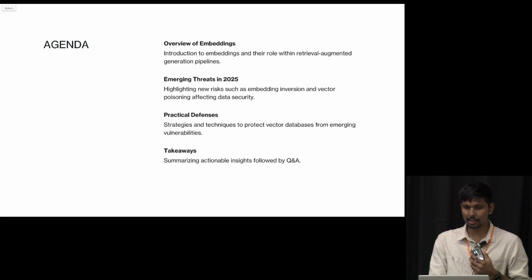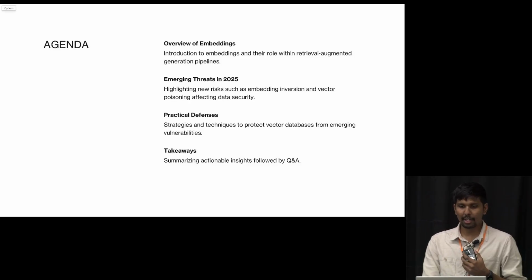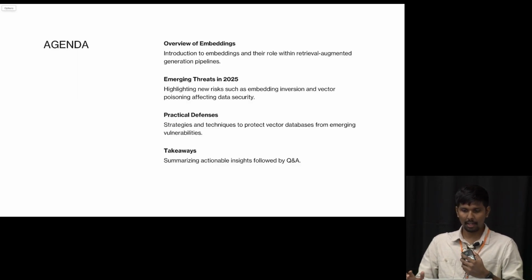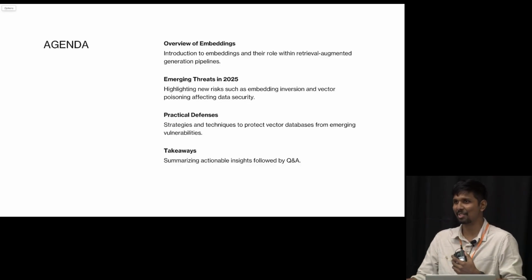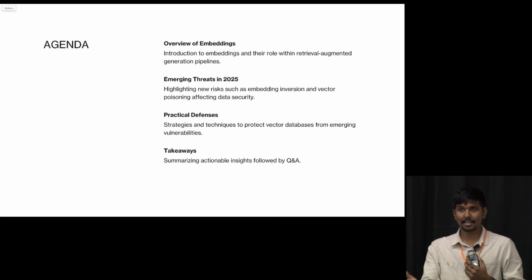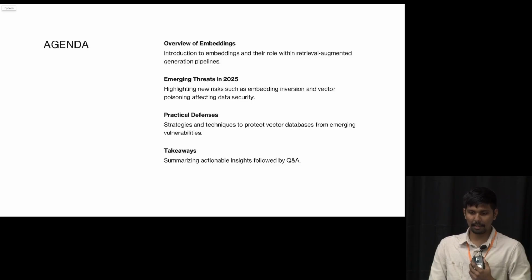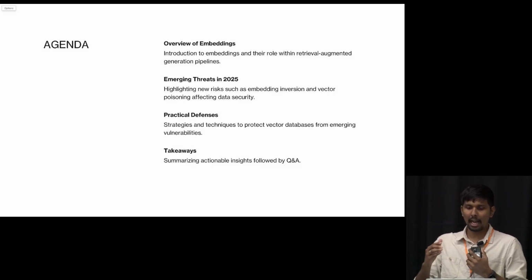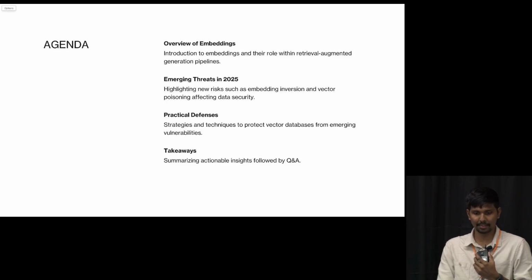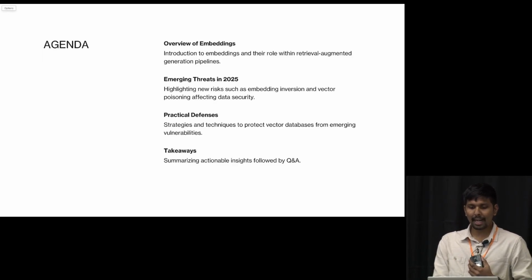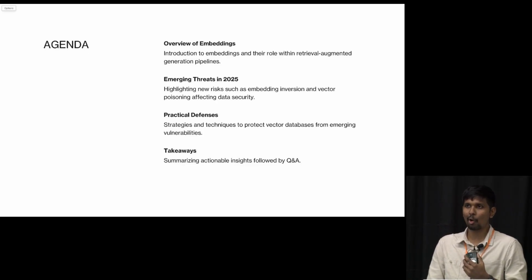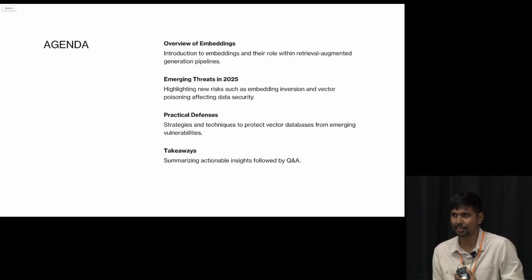So this is what I'm going to talk about today. I'll give a brief overview of embeddings, vector databases and RAG pipelines for people who might be new to this, though I'm pretty sure that most of you know about it. I'll talk about the emerging threats as discussed by the OWASP guidelines for 2025, focusing on the vulnerabilities which talk about vector databases and embedding spaces. I'll also discuss the practical defense techniques and some of the actionable insights that we can follow while building AI applications as software developers.